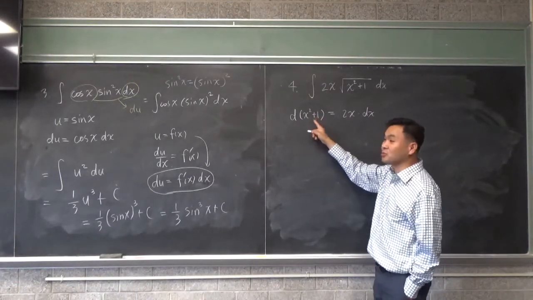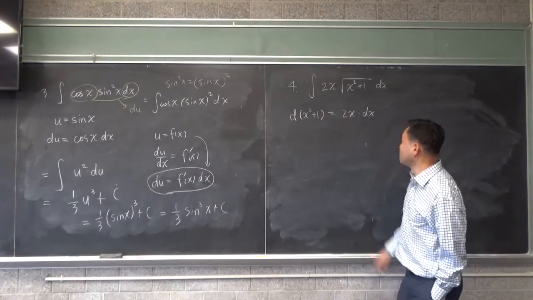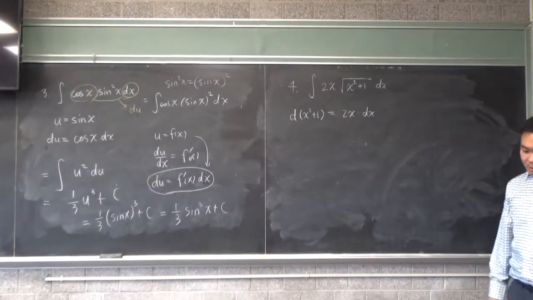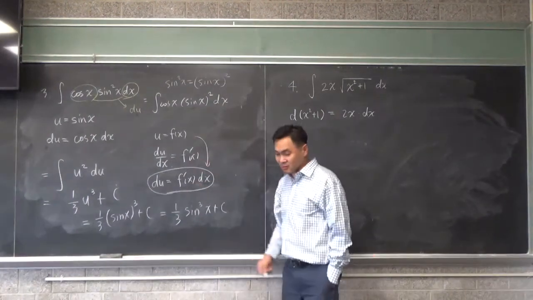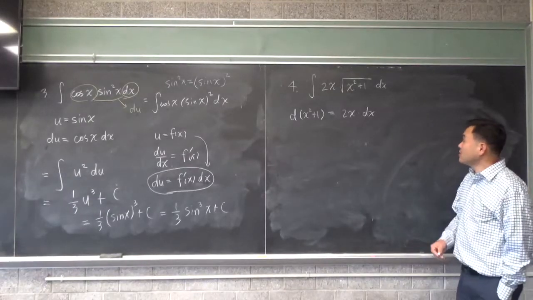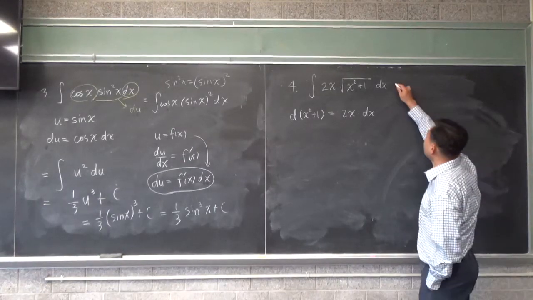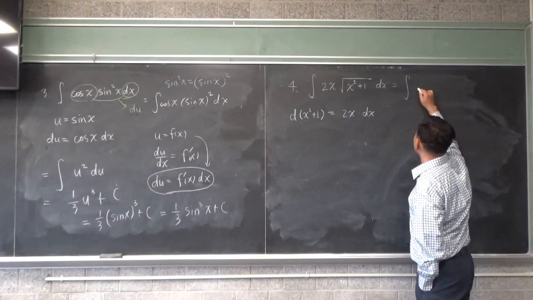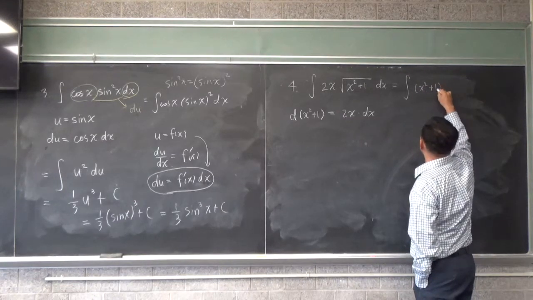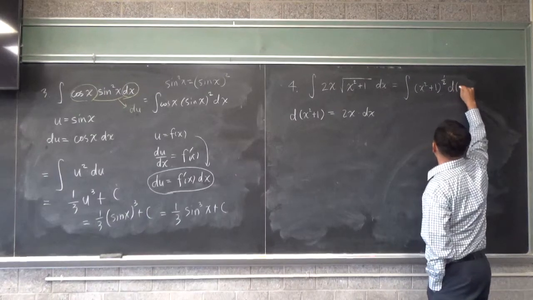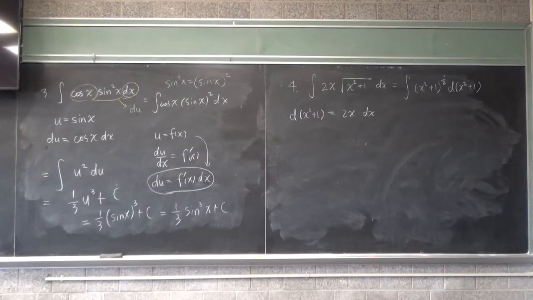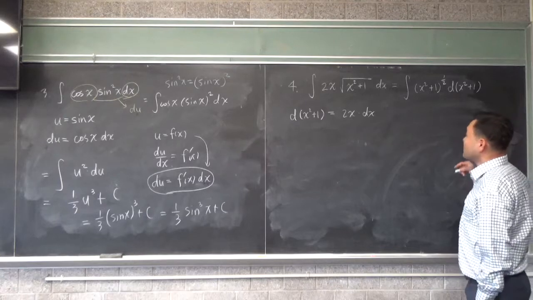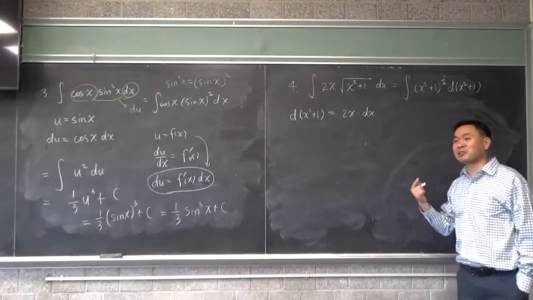That's the way you differentiate a function, right? So d of a function means you get that. And the reason is here. And you can rewrite this as integral of x squared plus 1 to the 1/2 power d of x squared plus 1. See what I did there? I'm actually not writing the u. I'm just writing x squared plus 1.